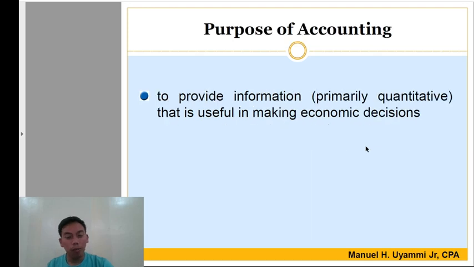Next, the purpose of accounting. So again, the purpose of accounting is to provide information, both qualitative and quantitative. When we say qualitative, in words; quantitative, in numbers. The information we provide through accounting is primarily quantitative in nature, and is useful in making economic decisions regarding our business entity.